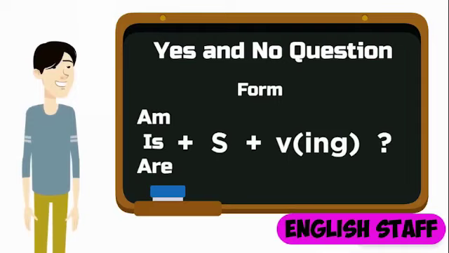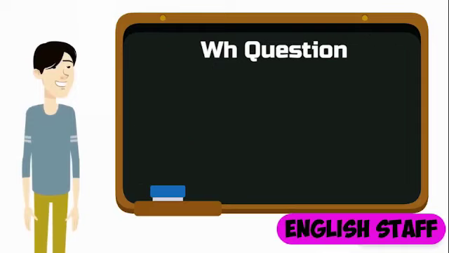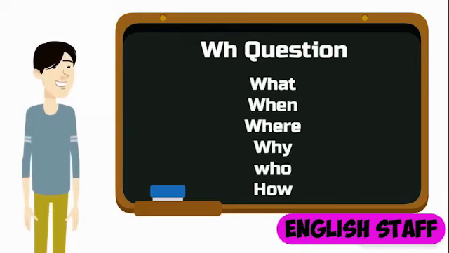And now the time of WH question. What are the WH question words? We have what, when, where, why, who, and how. How can we make WH question in the present continuous?